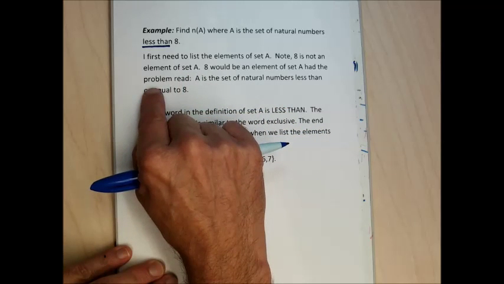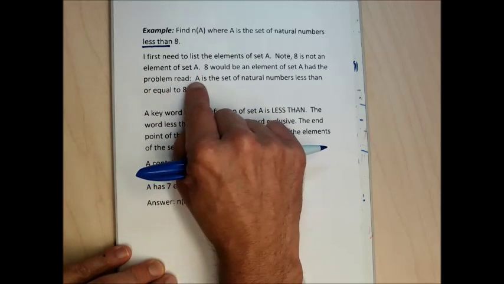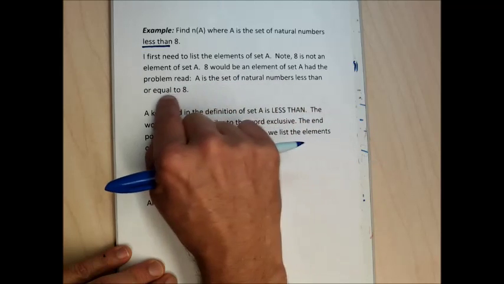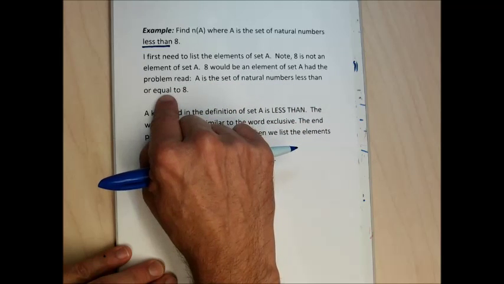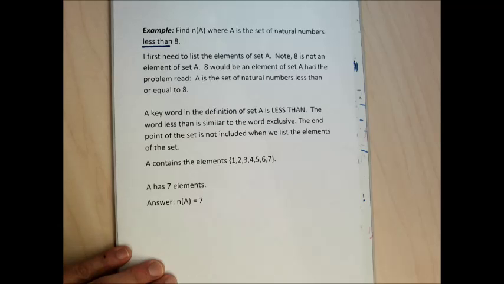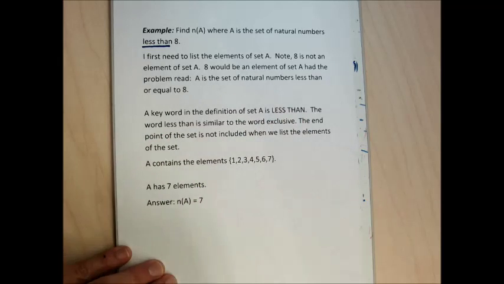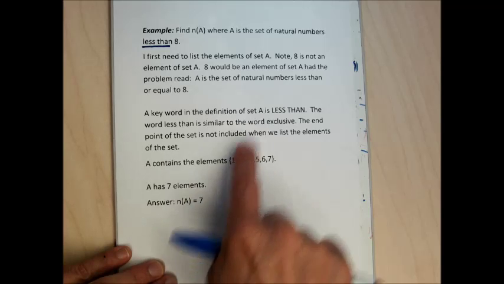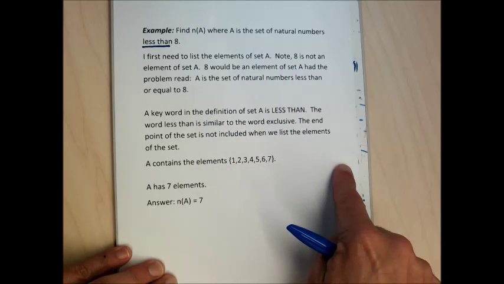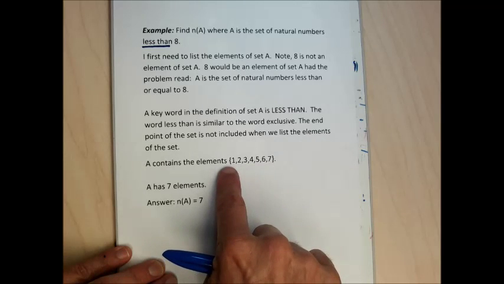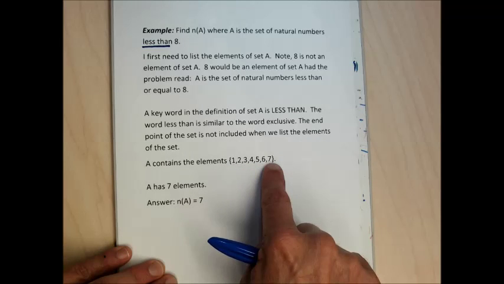8 would have been an element of the set if it said A is the set of natural numbers less than or equal to 8. Because it doesn't have the or equal to, it doesn't include the 8. So the word less than doesn't include the number that's mentioned. A only contains natural numbers. Natural numbers start at 1, they go on forever. The natural numbers less than 8 are the numbers 1 through 7, not including the 8.